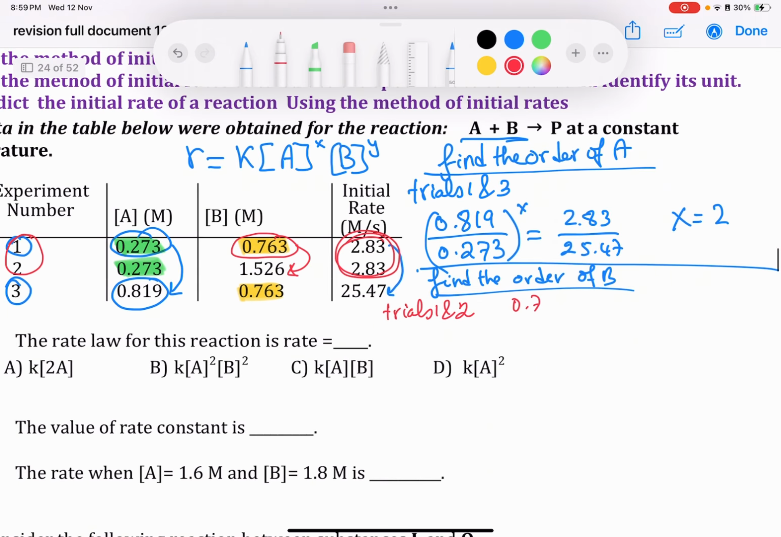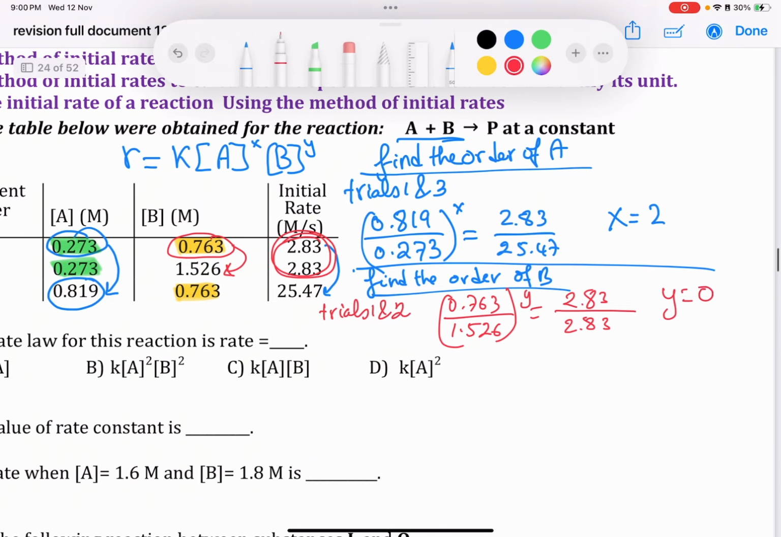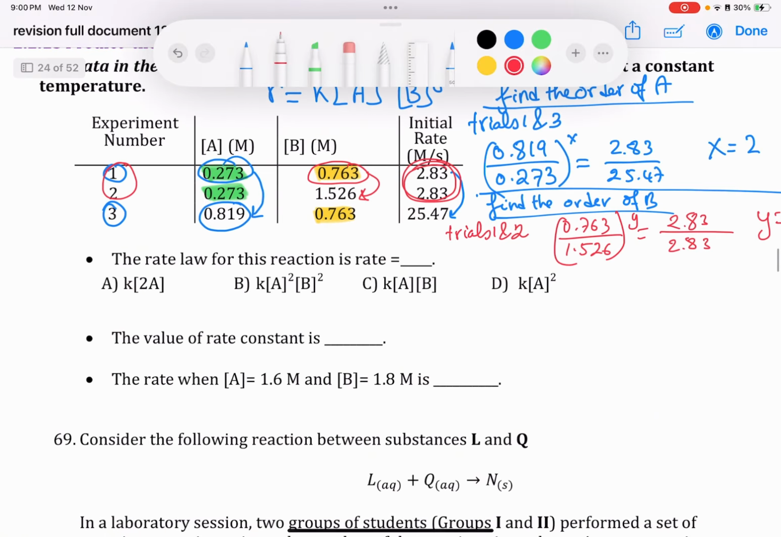So, I can write it like this: 1.526 to the power of y, the rate did not change. And this means that B is 0 order. So what would be the rate of this reaction? That's it, because B should not be here. It is 0 order.